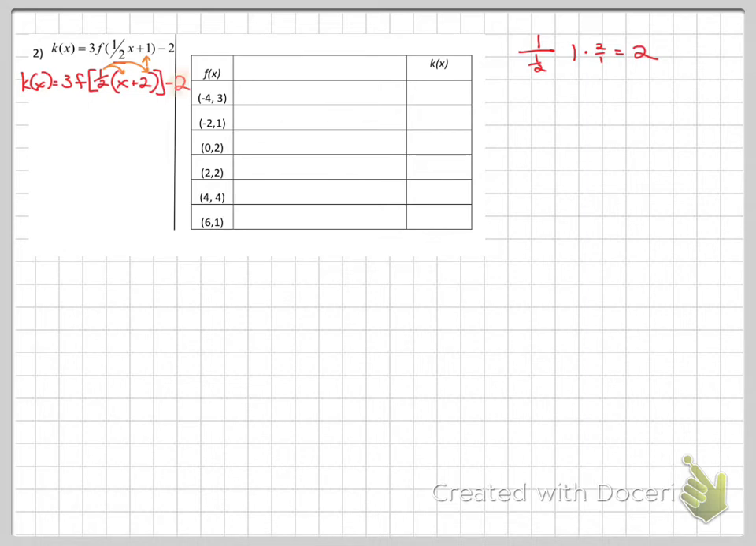Here's our orange. Green is in the parentheses. Green is in the parentheses. Pink in the front. And yellow in the very front. See if you can come up with your formula for your new x and y's.